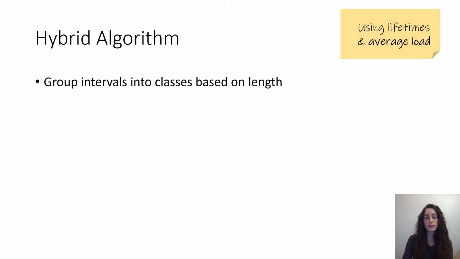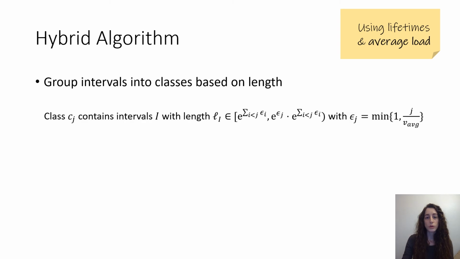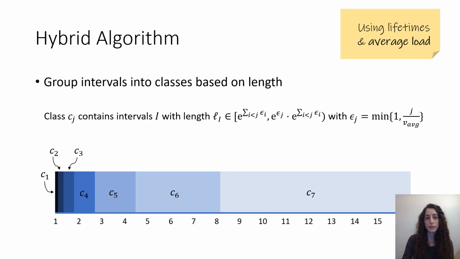The first question is how the classes are formed. Class j is determined using a parameter epsilon j. Although the exact definition looks involved, this is an example of what the classes look like. Intervals with length very close to 1 belong to class 1, and longer intervals to higher index classes. As you can see, the higher the class index, the larger the amount of length that it captures.